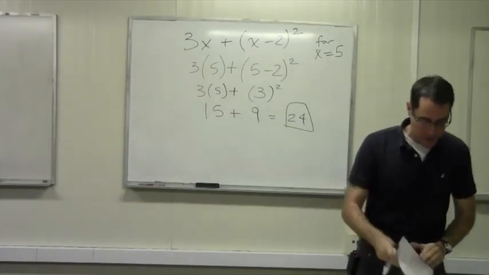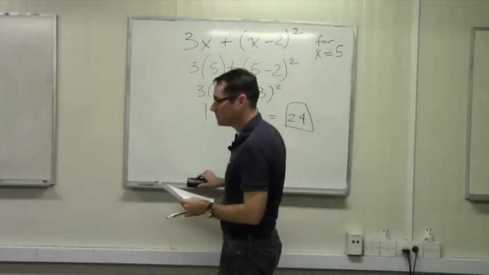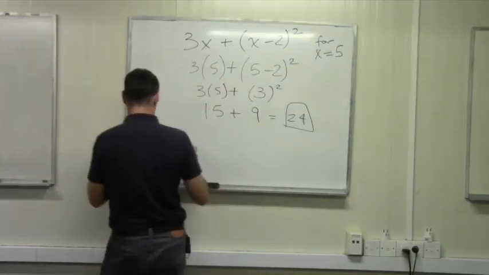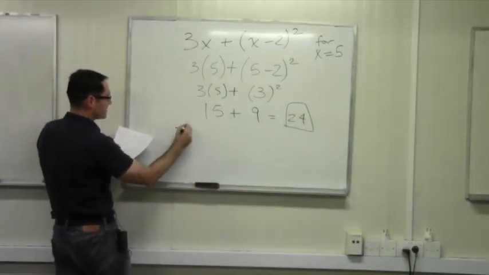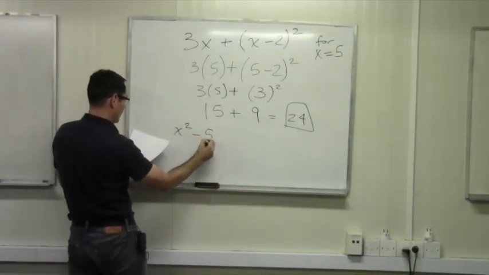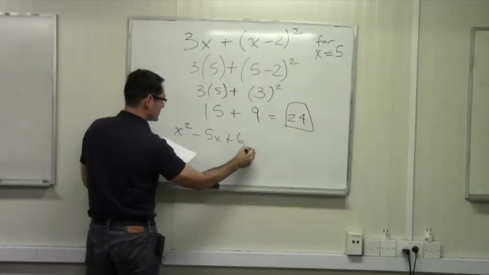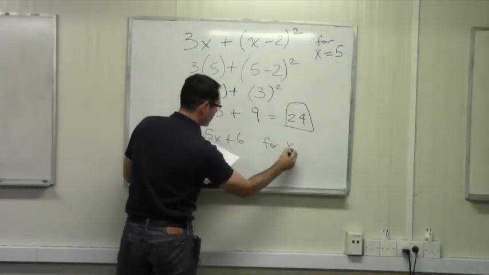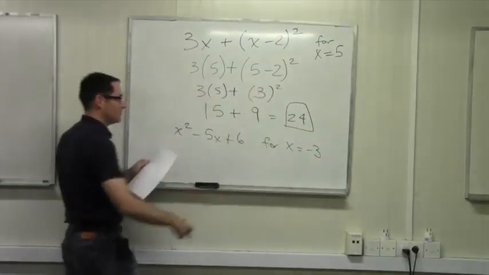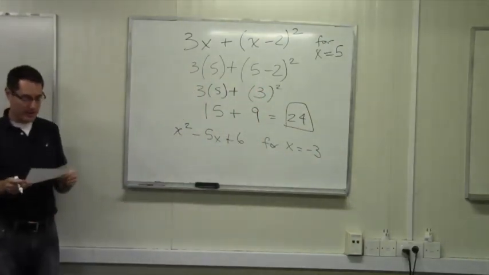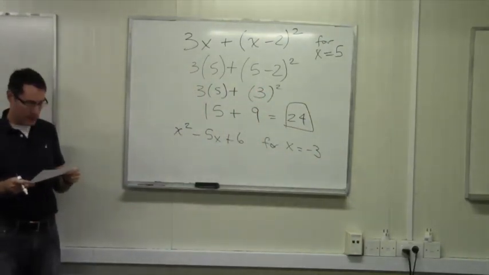All right, let's do another example. I'll start it down here: x squared minus 5x plus 6 for x equal to negative 3. Go ahead and write that one down, and I'll do it right below it.